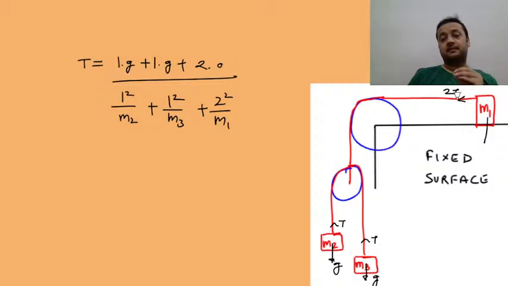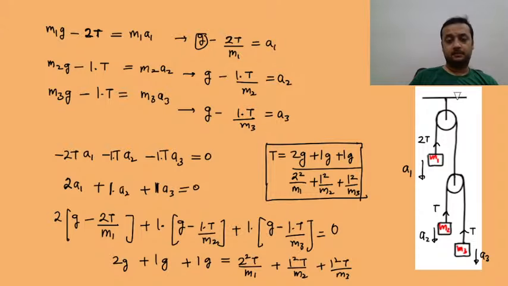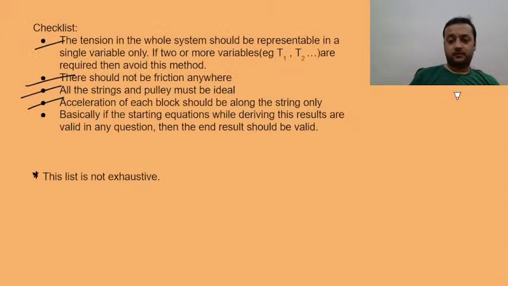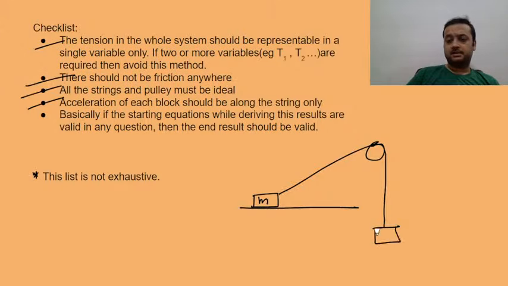So remember that there should not be a case wherein the block is accelerating not along the string. For example, I can show you a scenario. Suppose there is a block M, and let us say the pulley is like this. So let's say this is M2, and let us say this kind of situation.